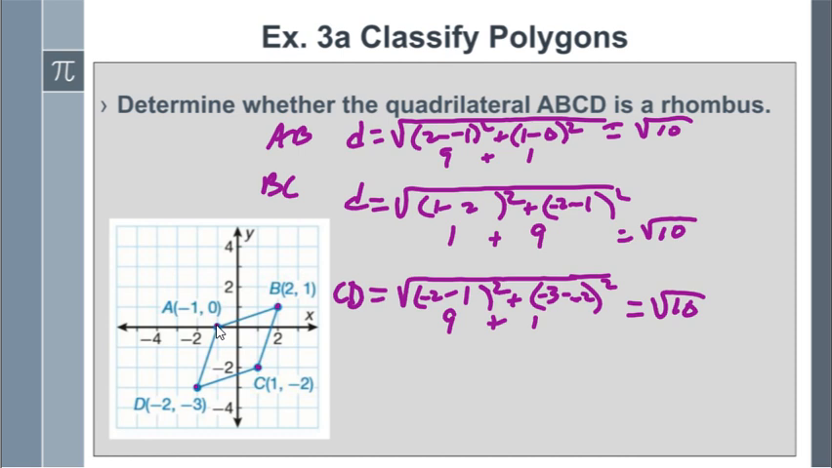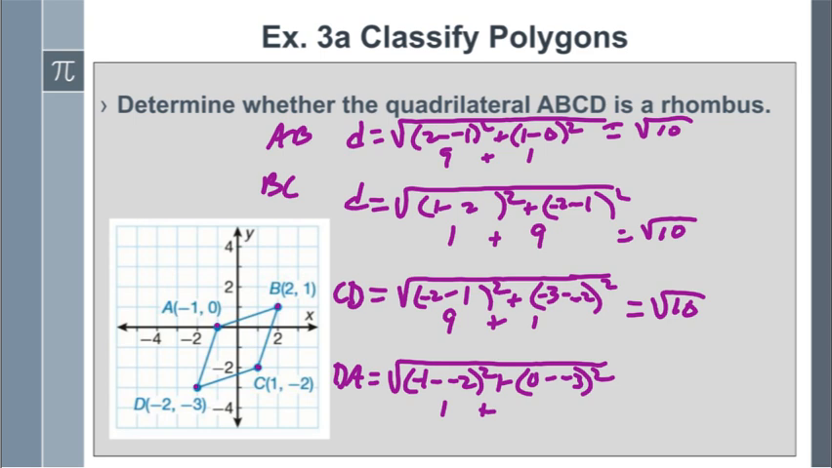And then our last segment is from D to A. Plug those into our formula. So we have negative 1 minus a negative 2, and we have 0 minus a negative 3. Negative 1 minus a negative 2 is positive 1. 1 squared is 1. 0 minus a negative 3 is 3. 3 squared is 9. 1 plus 9 is 10. Square root of 10. Since all four sides all equal the square root of 10, yes, this is a rhombus because all four sides are the same distance.